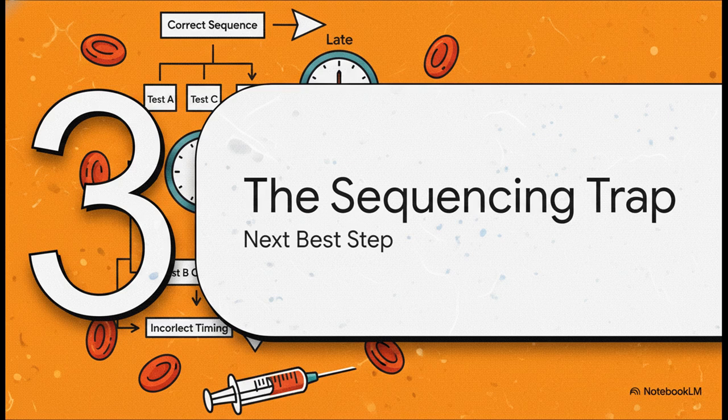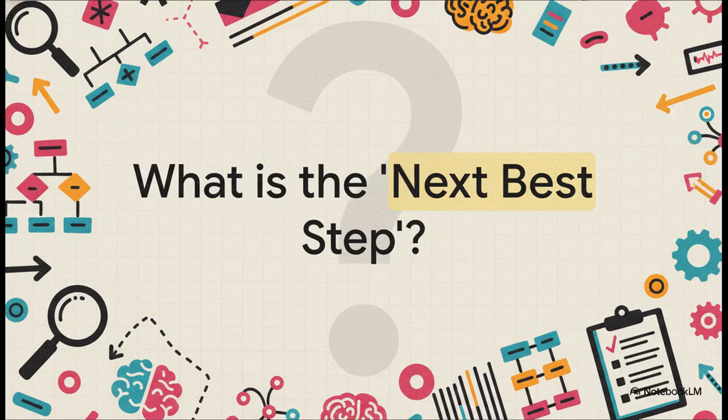Now here's the thing, knowing the diagnosis isn't enough for the boards. They're going to test your process with what I call the sequencing trap. This is a super common way people lose easy points. You might know all the right tests, but you pick them in the wrong order. You've seen this question a million times, right? What is the single best next step? They're not just testing what you know. They're testing how you think, how efficient you are, and if you know the fastest path to the right answer.